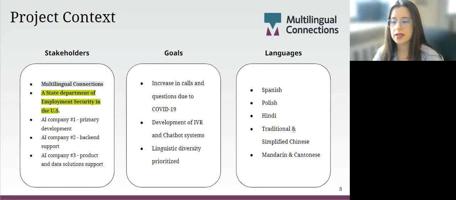Because of the increase in calls and questions due to COVID-19, there was a need to develop a system that could pet the front line from those incoming calls that would reach the humans actually working in the department. And the state also cared a lot about linguistic diversity given their population, and wanted to develop those systems in different languages, which you can see on the right. We had Spanish, Polish, Hindi, traditional and simplified Chinese, and for the interactive voice agent, we also had Mandarin and Cantonese.